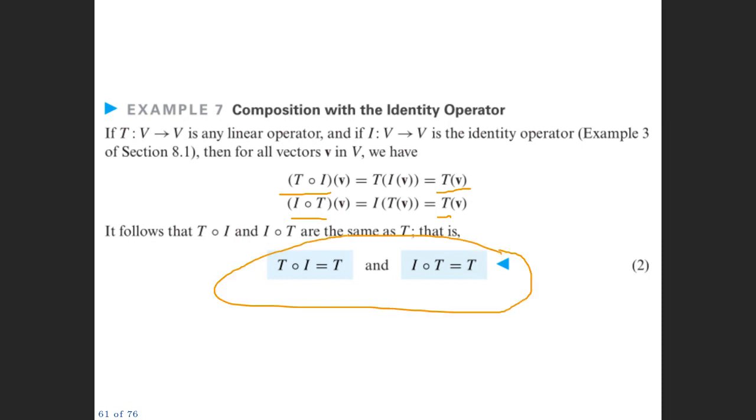So just like when we were doing matrices, we can multiply a matrix by the identity matrix and just get A. We have the identity operator. T composed of I is T. I composed of T is also T.